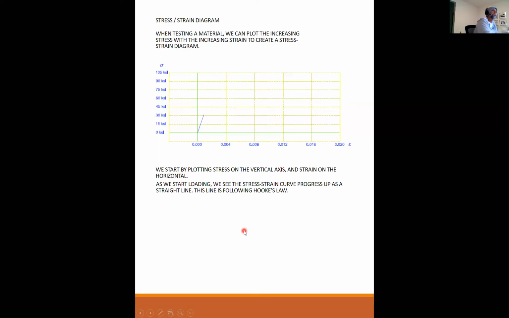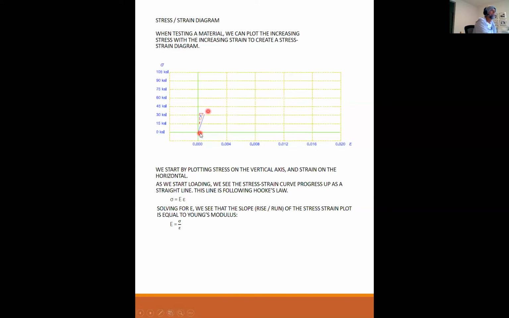All right. So as we start loading, we can see the stress strain curve progress up as a straight line. This line is following Hooke's law. So that's why this is a straight line. And it's following that the stress is equal to Young's modulus times the strain. This is a linear function. So solving for E, we can see that the slope, the rise over run of the stress strain plot, is equal to Young's modulus. So in other words, if I put E over here and I put the stress over here, then the rise is the stress and the run is the strain. So E is equal to stress over strain, which means that the slope of this straight line is E. The slope is Young's modulus.